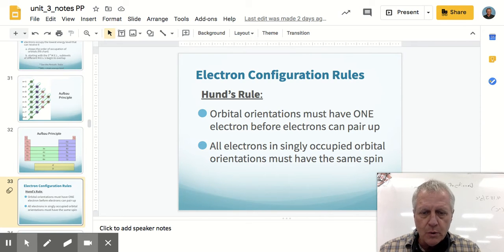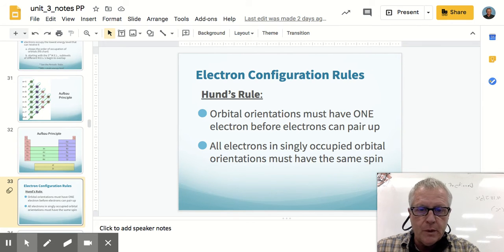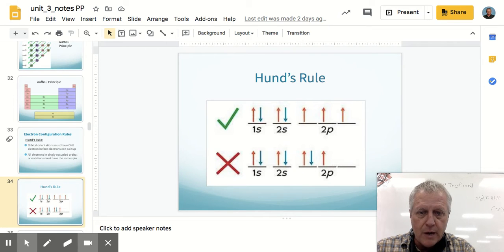Now, Hund's rule is that only one electron will occupy an orbital. In other words, before electrons pair up, they will occupy orbitals individually. For example, there are 3 orbitals in the p sublevel, and electrons will tend to occupy those individual orbitals first. Let's see if we can see a diagram like this. This is known as Hund's rule.